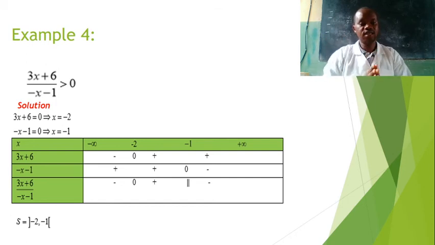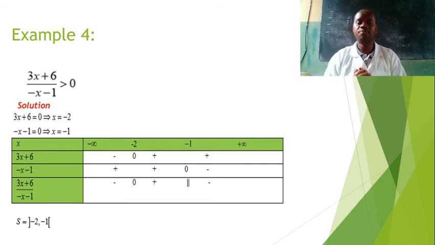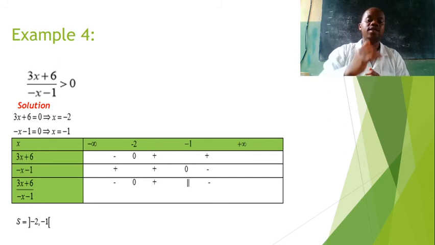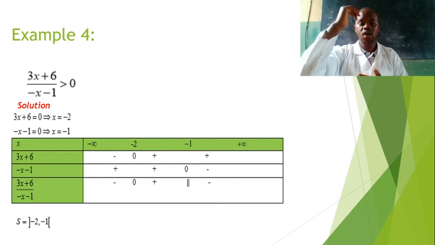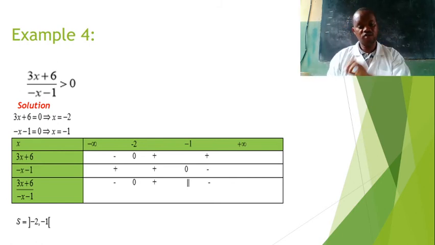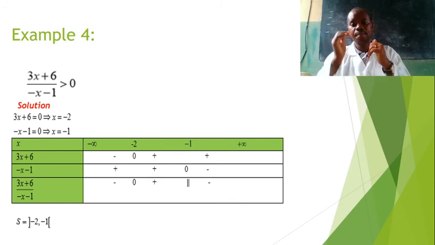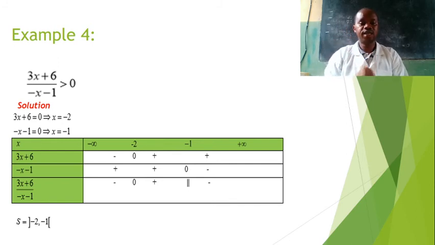For the signs, for the quotient 3x plus 6 over minus x minus 1, we will take the quotient of the signs of the two factors in each interval, then we will find the signs that you can see here. Minus over plus, we get minus, plus over plus, we get plus, plus over minus, we get minus.